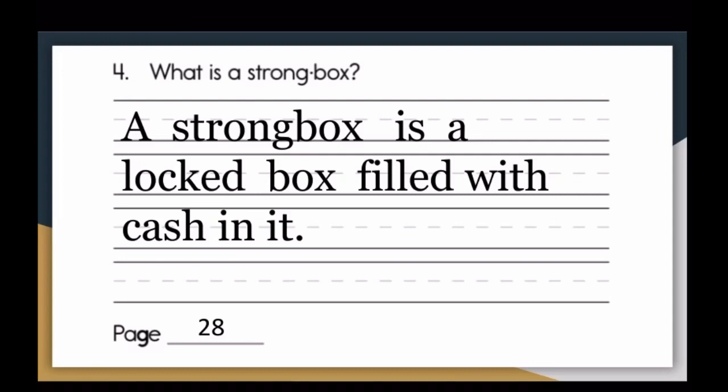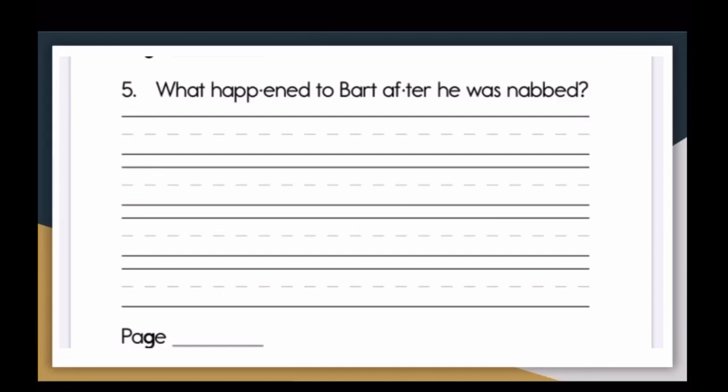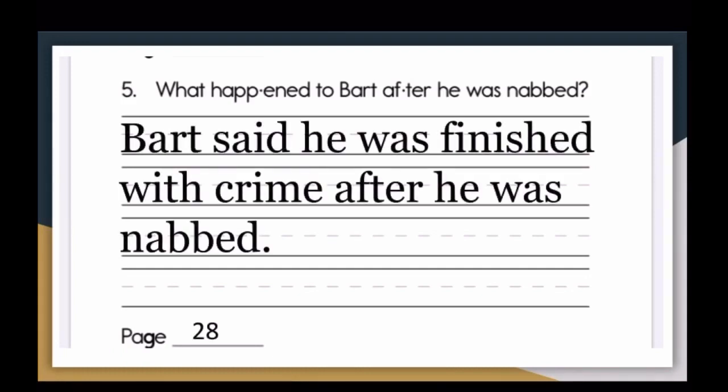If you need to pause the video to write, you may. Please make sure you're using your finger spaces and you don't have any floating letters. Number 5, what happened to Bart after he was nabbed? Bart said he was finished with crime after he was nabbed. This was also found on page 28. Make sure you don't have any floating letters and you use your finger spaces.